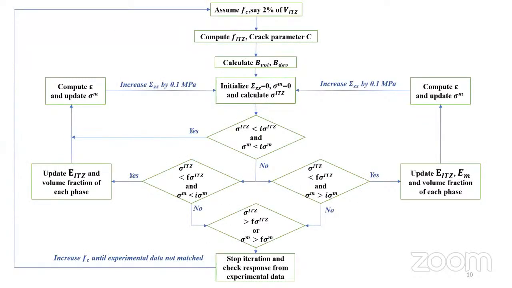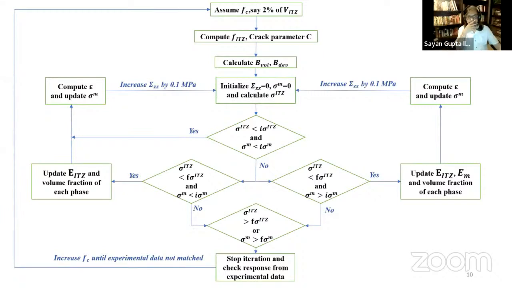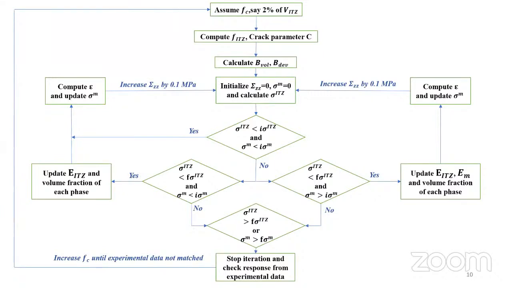The volume fraction of cavity is assumed. Let it start with 2% of the volume fraction of ITZ present. In steps 2 and 3, the values of volume fraction of ITZ and the B volume and B parametric parameters are calculated. These are the parameters which are used for calculating the stresses in the ITZ layers. So in the next step, the macroscopic stresses and the mortar stresses are initialized as 0 to calculate the stresses in the ITZ layer.